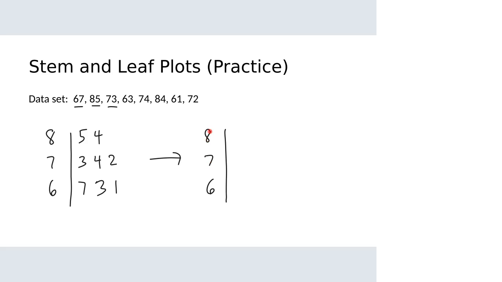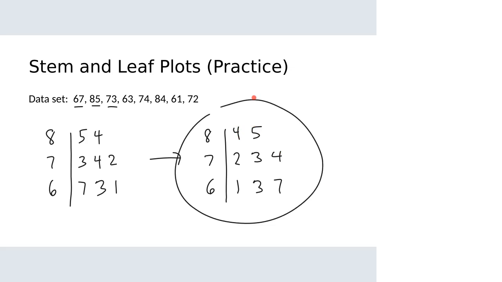greatest. In the 60s, I have 1, 3, 7. In the 70s, I have 2, 3, 4. In the 80s, I have 4, 5. At a quick glance, I can see that there's no mode. And if I wanted to find the median or the quartiles, I could do that from this stem and leaf plot.